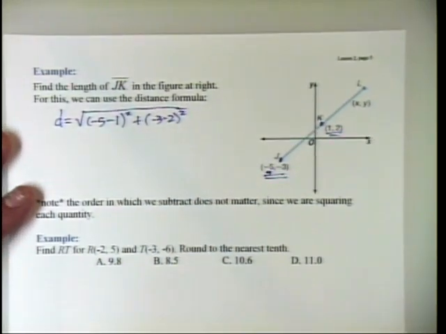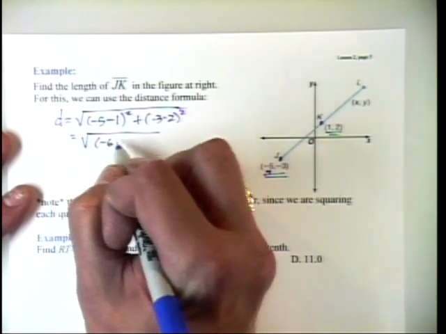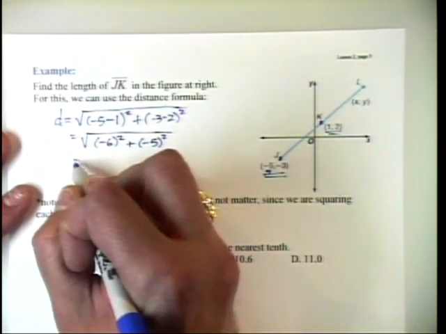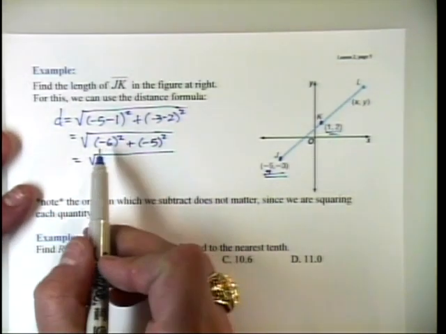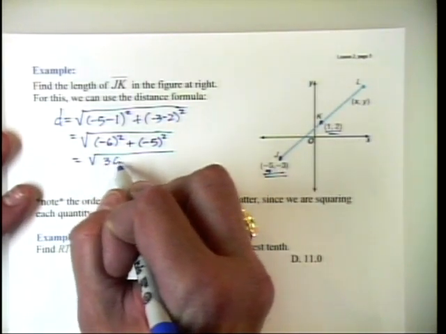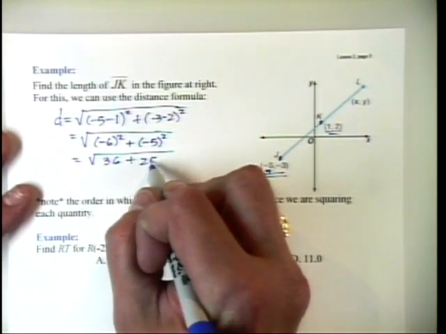And now all I have to do is evaluate this under the radical and work my way out. So this is the square root of negative 6 squared plus negative 5 squared. And anytime we square a negative number, we get a positive number. That's why these parentheses here are very important. Negative 6 squared is negative 6 times negative 6, which is the positive variety of 36. And negative 5 squared is 25.